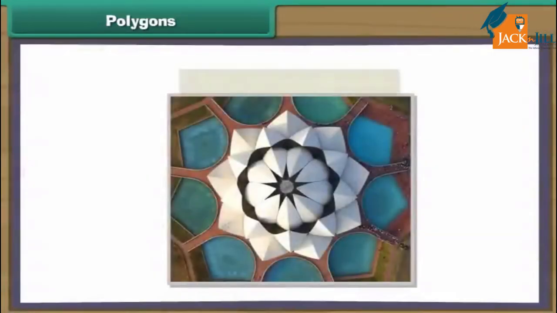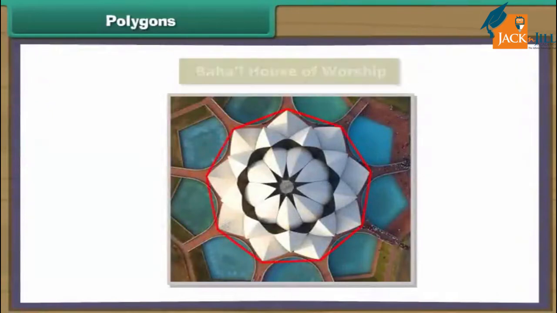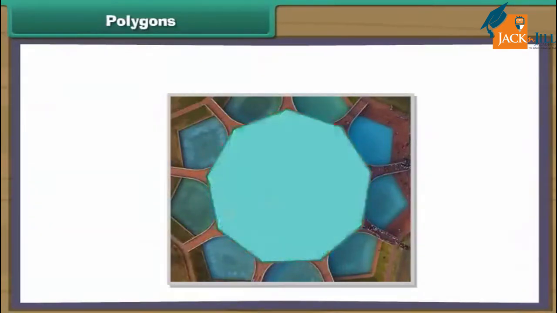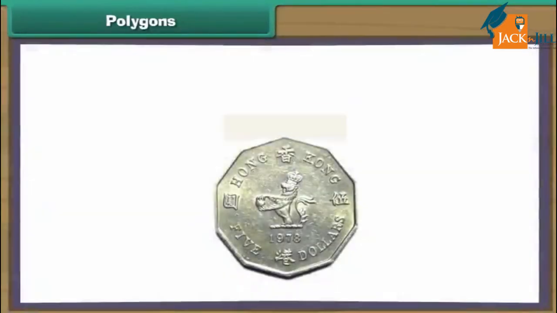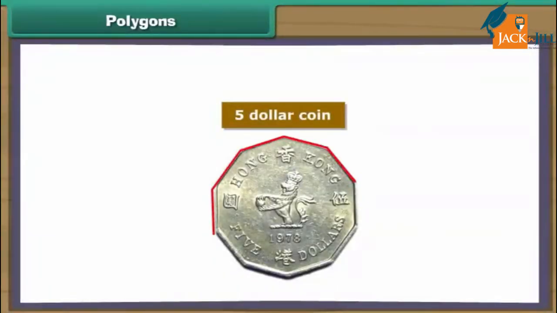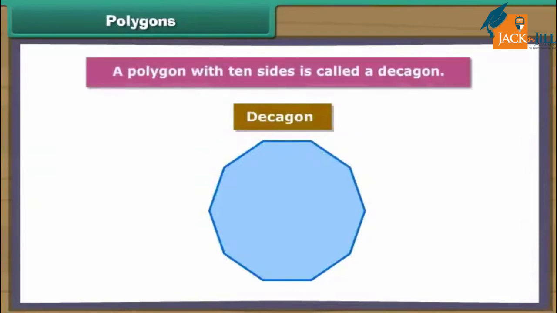Look at this image. It is the Baha'is' house of worship. All Baha'is' houses of worship have 9 sides. A nonagon is a polygon made up of 9 line segments. Here is an old $5 coin from Hong Kong. It has 10 sides. A polygon with 10 sides is called a decagon.